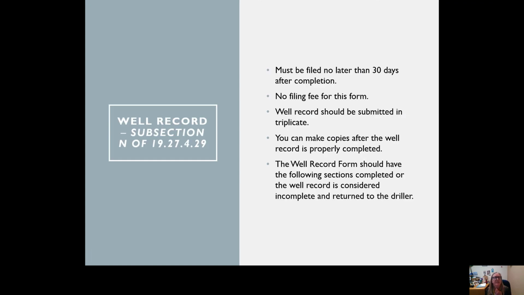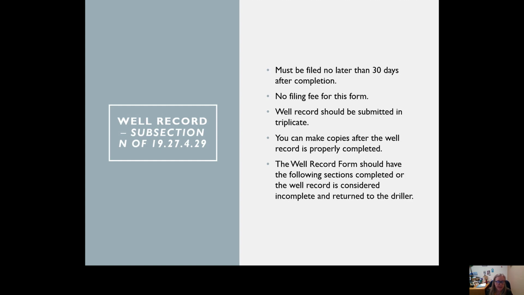Under subsection N of 19.27.4.29, these are some of the pieces of information that are important. The well record and log must be filed with us no later than 30 days after the well is completed. There is no filing fee to submit this form, but it must be submitted on time. The well record should be submitted in triplicate.